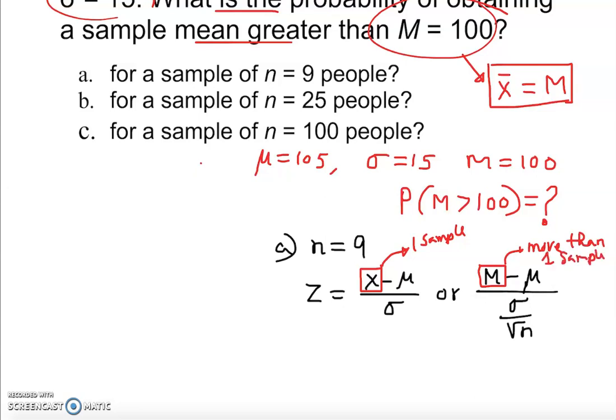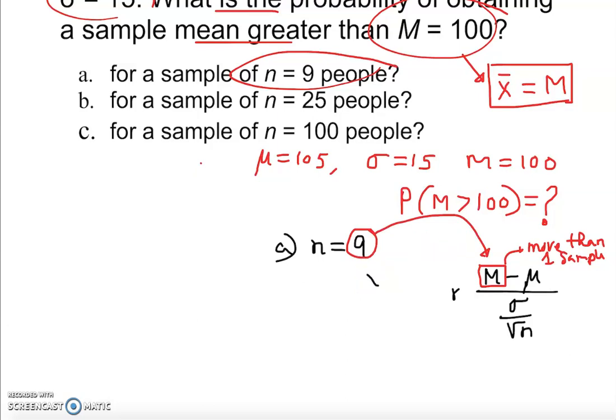So we have to know which formula we must use. Clearly we are given a sample of 9, so we should use the second one rather than the first one. So I'm going to erase the first one. You understand the reason, right?